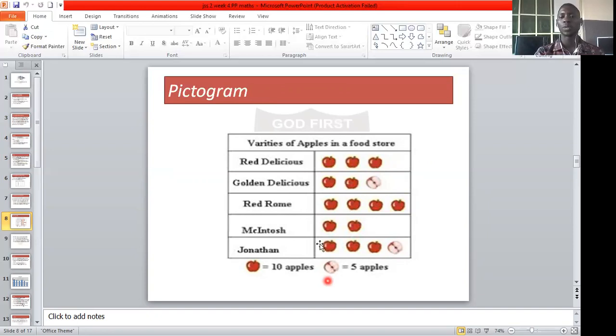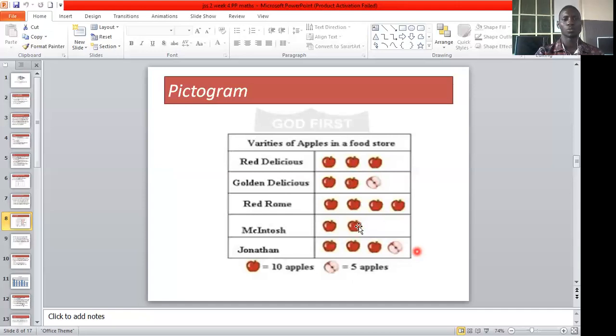How many red roomy do we have? We have 40. 10 plus 10 plus 10 plus 10. 40. How many Macintosh? We have 20. 10 plus 10. How many Jonathan? We have 35. 10 plus 10 plus 10 plus 5. You can see, this is how you represent information in a pictogram. You represent data that can be counted, and you can divide one picture to represent several pieces of information in a pictogram.